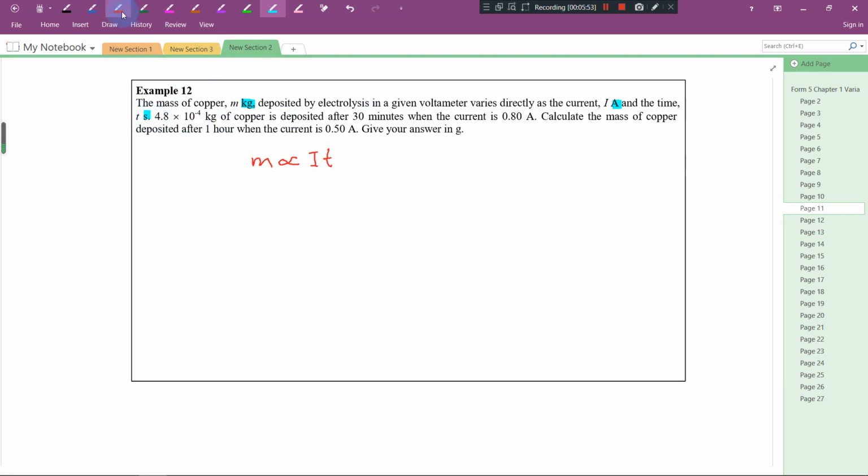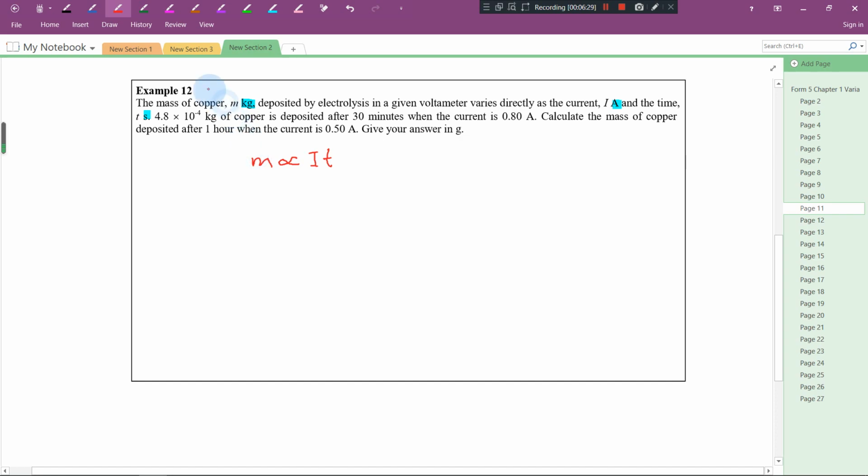Okay, now let's proceed to read the questions. 4.8 times 10 raised to the power of negative 4 kilogram of copper is deposited after 30 minutes. Okay, you have to be careful here. The given time here is not in second but minutes, when the current is 0.8 ampere. Calculate the mass of copper deposited after 1 hour when the current is 0.5 ampere. Give your answer in gram.